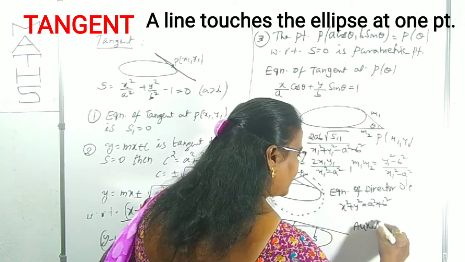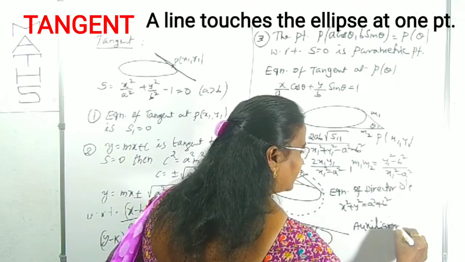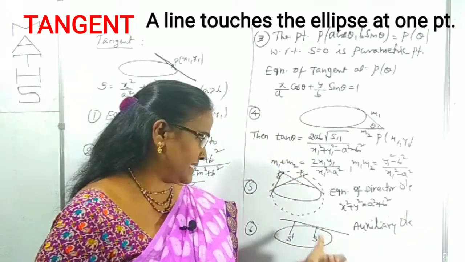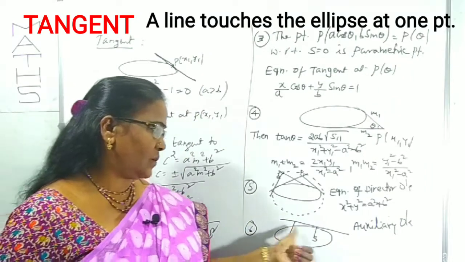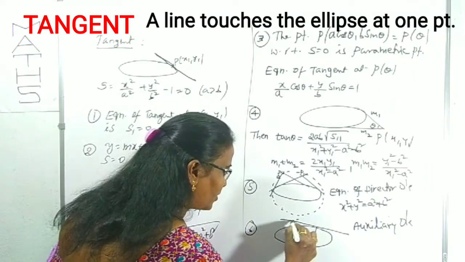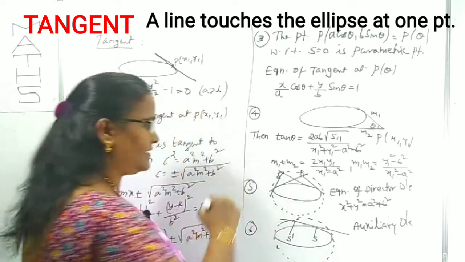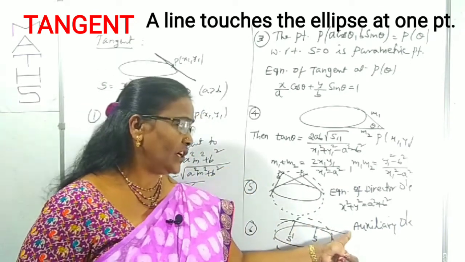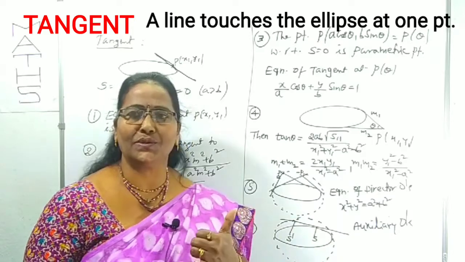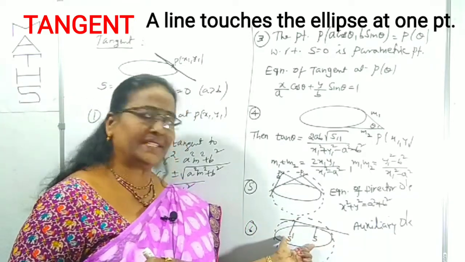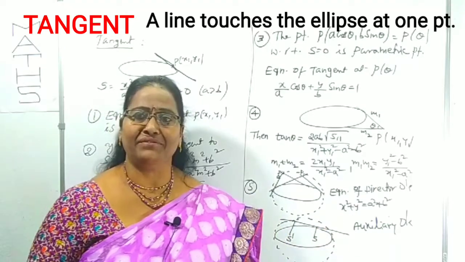Auxiliary circle. All these are simply applications of the properties of tangents. All these points, when you join them, form a circle, that is called the auxiliary circle. Auxiliary circle in the sense the locus of the feet of the perpendiculars drawn from the foci to any tangent to the ellipse.